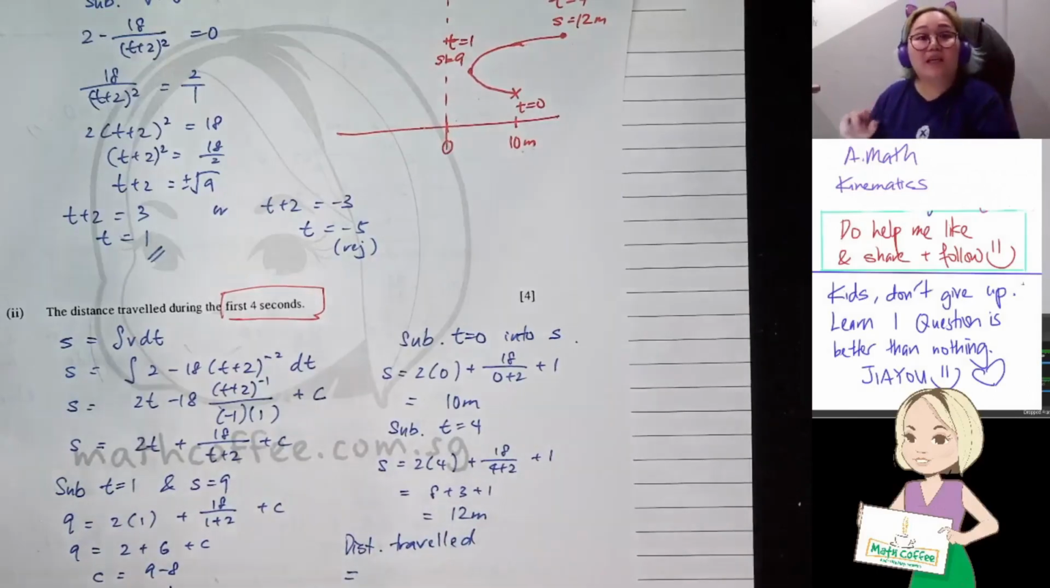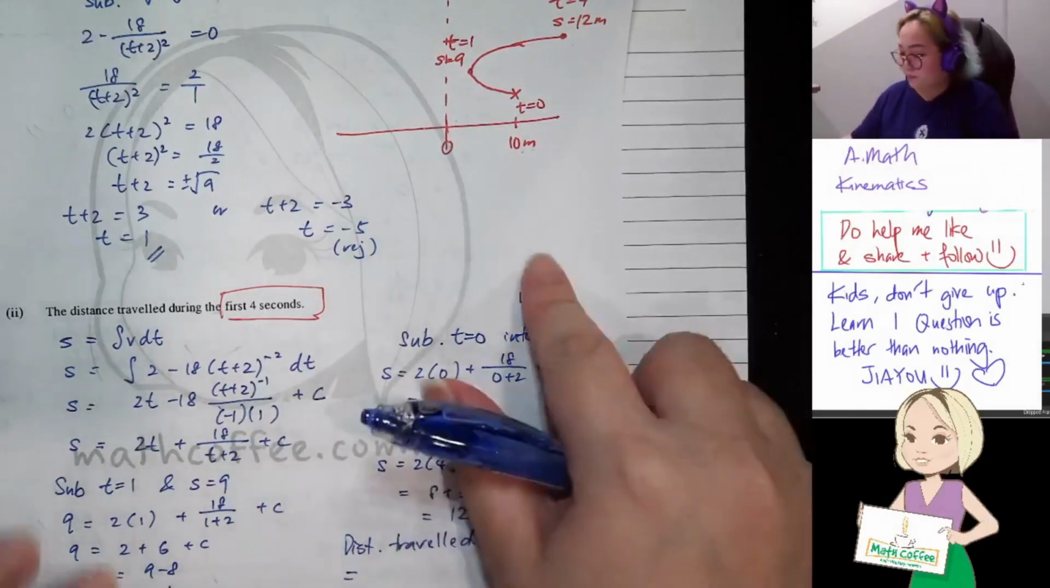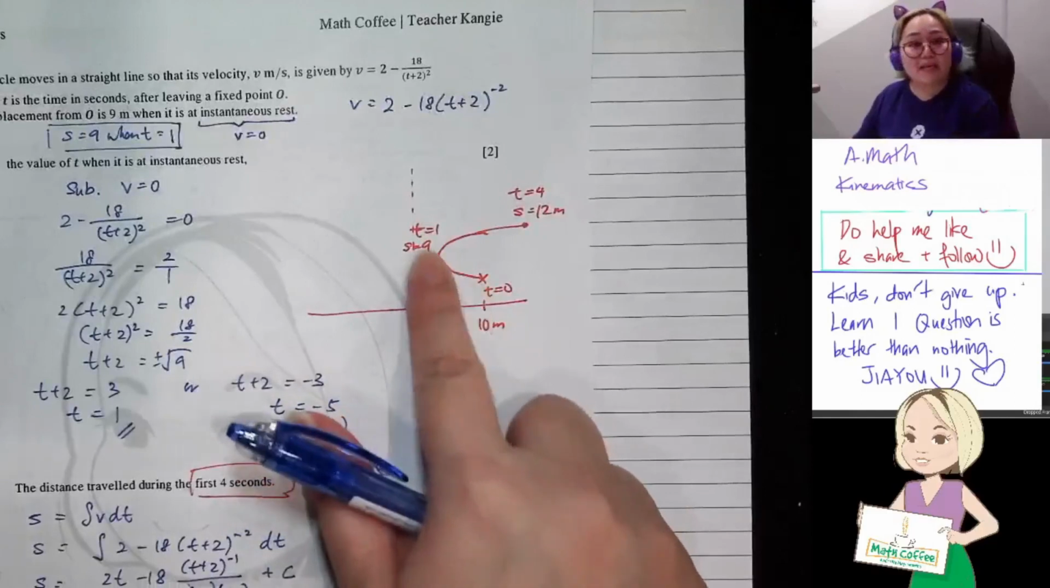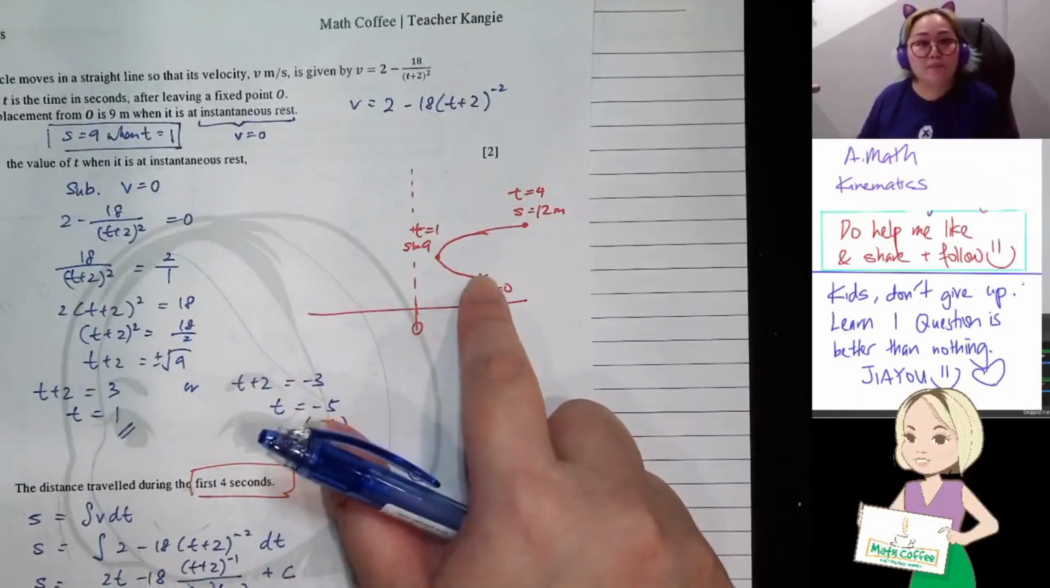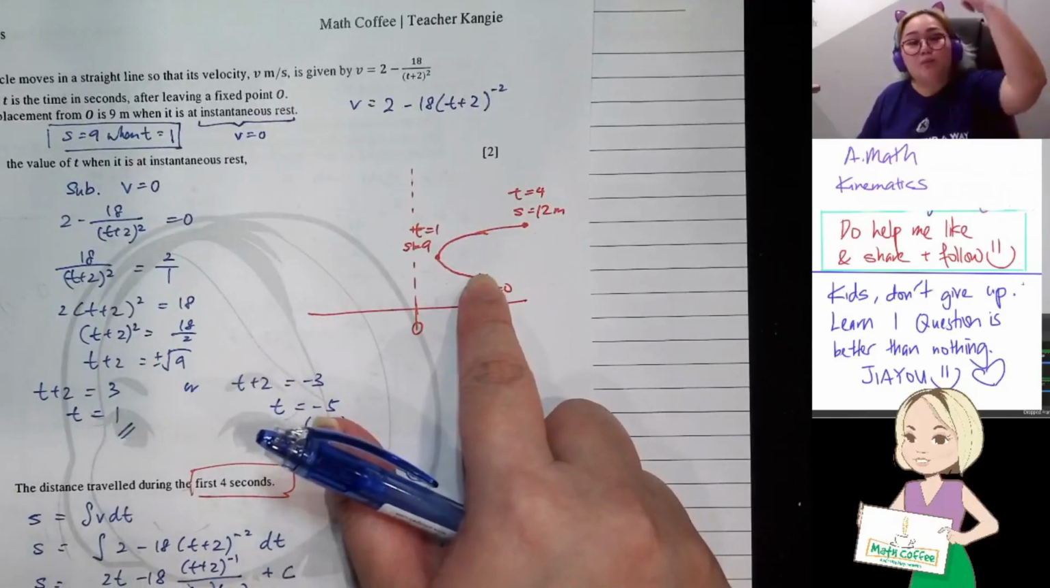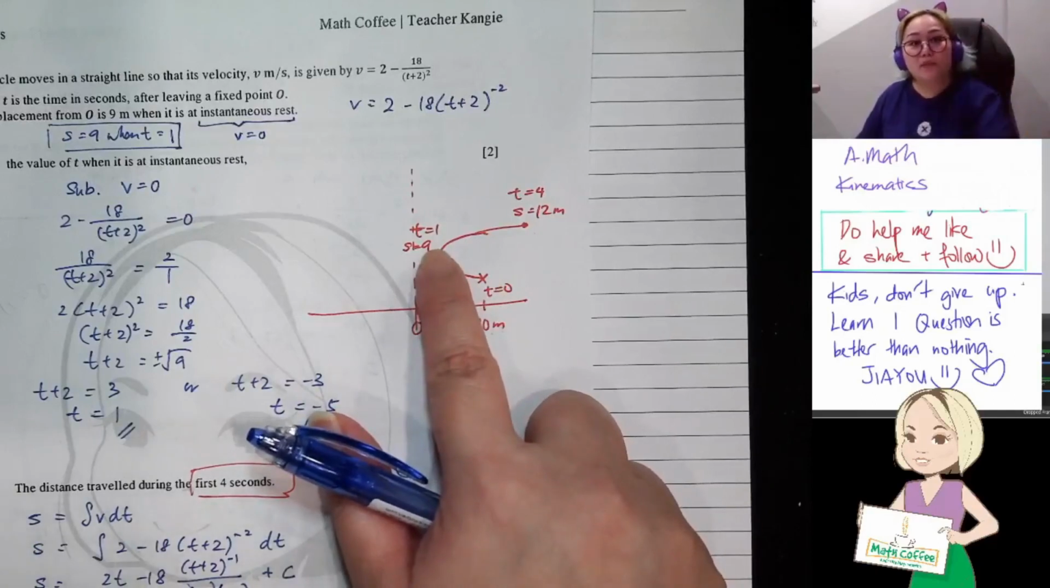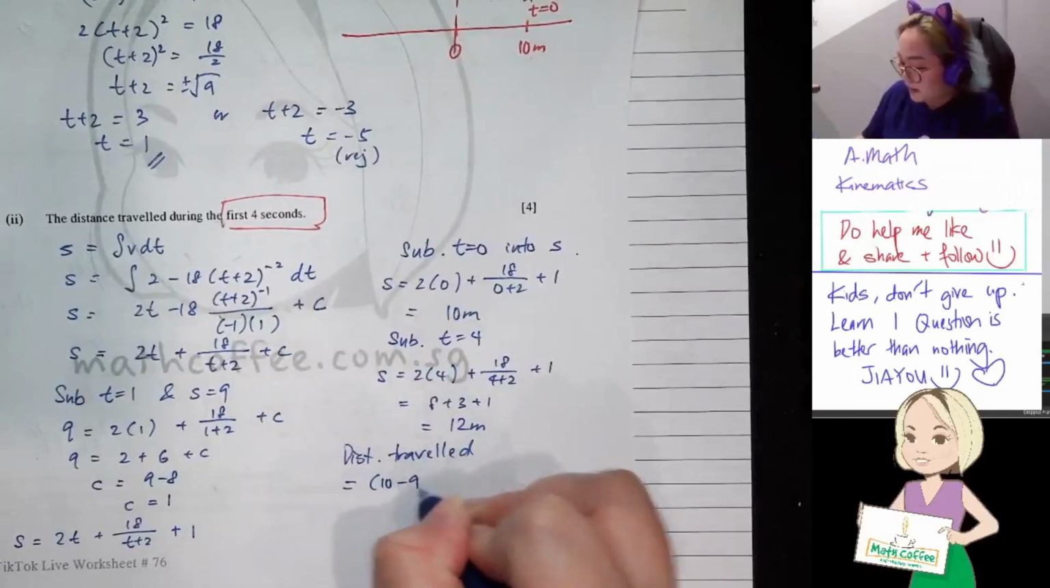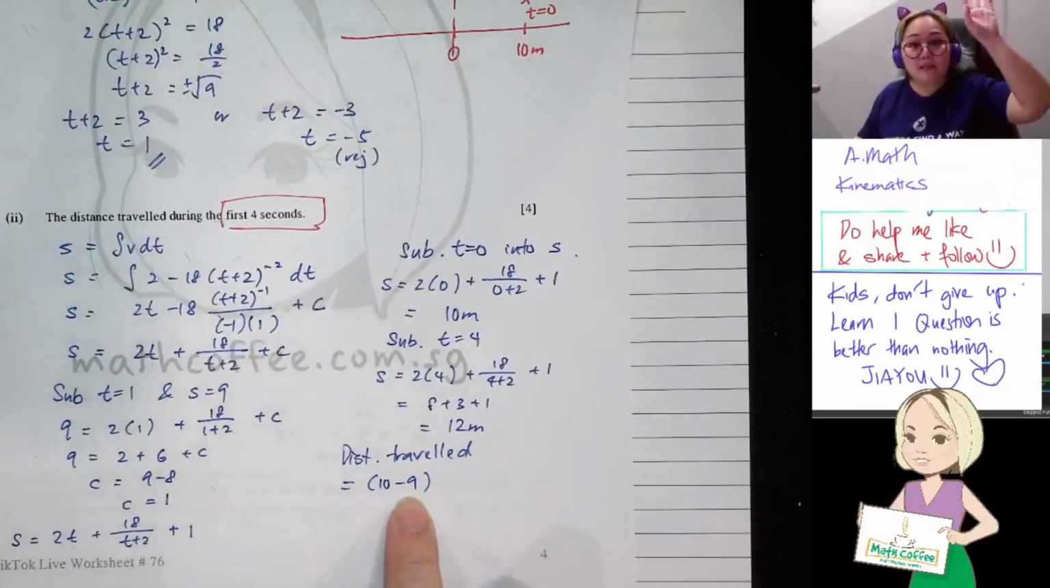So now let's take a look at my diagram. The first 1 second, it was here. Then it goes to the right, then it goes backwards by 1 meter. So the first 1 second, it is 10 minus 9. It only moved 1 meter for the first 1 second.